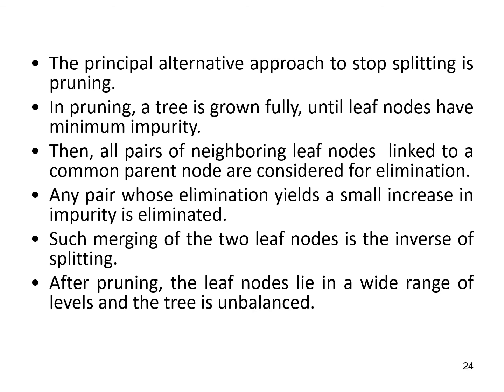The principal alternative approach to stop splitting is pruning. In pruning, a tree is grown fully until leaf nodes have minimum impurity. Then all pairs of neighboring leaf nodes linked to a common parent node are considered for elimination. Any pair whose elimination yields a small increase in impurity is eliminated. Such merging of the two leaf nodes is the inverse of splitting. After pruning, the leaf nodes lie in a wide range of levels and the tree is unbalanced.